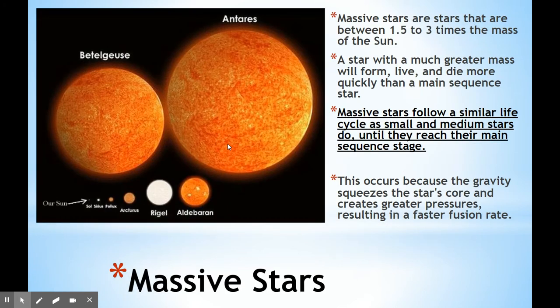Now, massive stars follow a much different path, anywhere between 1.5 to 3 times the mass of our sun. It has a greater mass, and the more mass, the faster it burns through its fuel. So its life cycle will be much shorter than a star like our sun. You see two examples there, Betelgeuse and Antares. Those are massive stars, and they will burn through their supply of hydrogen much faster. They will not live as long as main sequence stars, or medium-sized stars, I should say. And when they die, it's in a much more spectacular fashion.